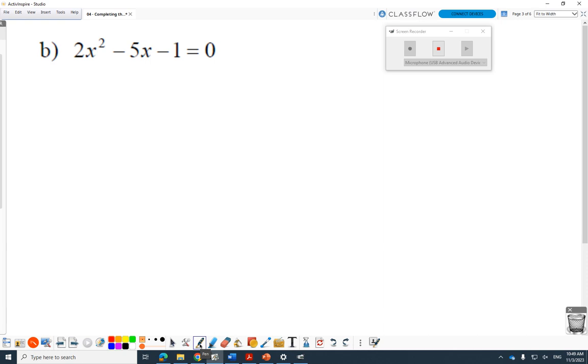2x squared minus 5x minus 1. Same exact steps, except if you've done a few of these, you might already be able to see what's about to happen here. Step 1, common factor the leading coefficient, the a value, off the first two terms. And as I say that, you're like, yeah, because it's so repetitive. The steps are identical every time.